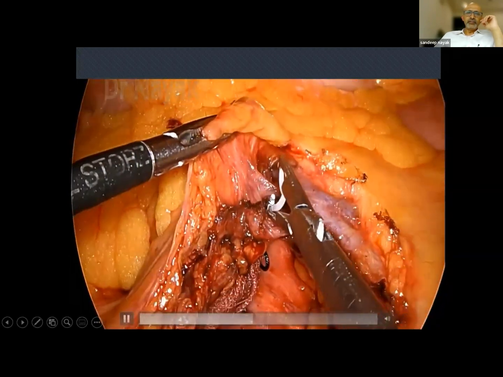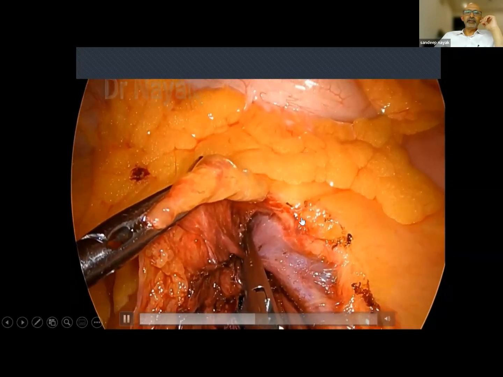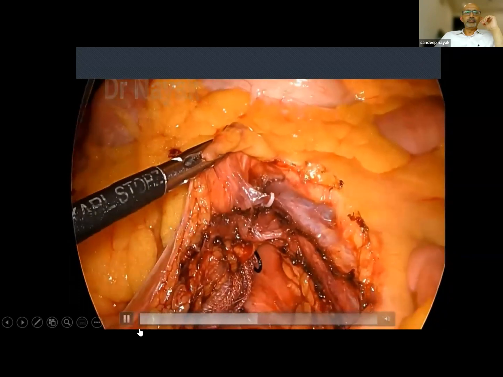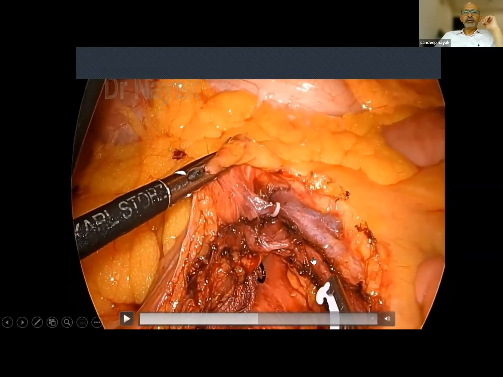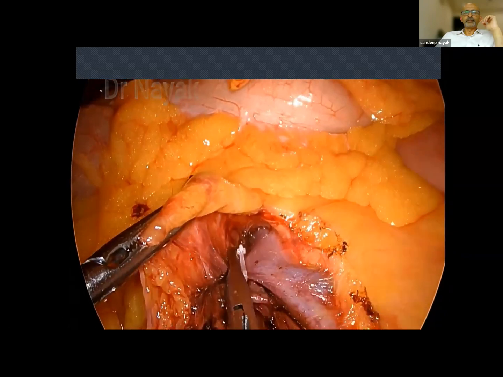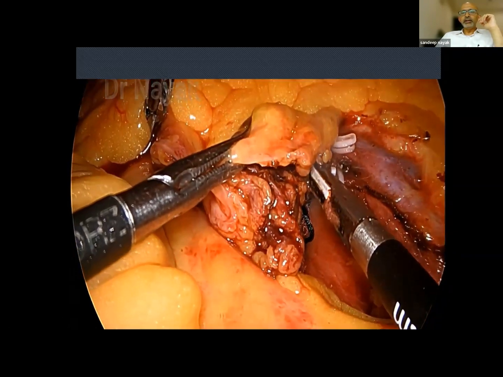This is the ileocolic vein. This is the supramesenteric vein, and this is the ileocolic artery. This is the supramesenteric artery. So this is the anatomy. So we are doing a central vascular ligation. Artery can be tackled with ligashore as well.